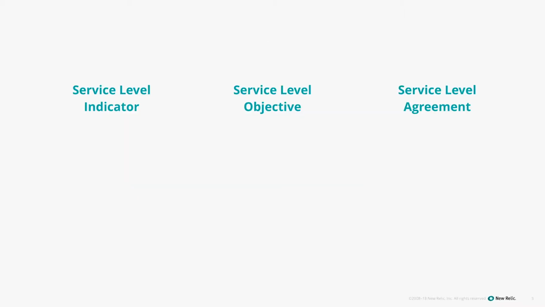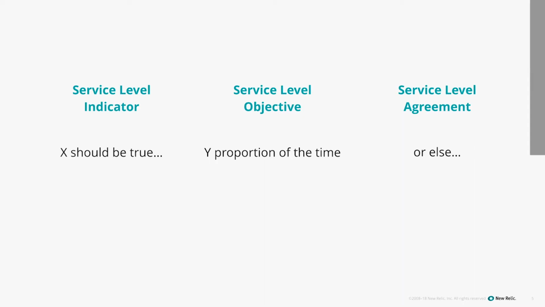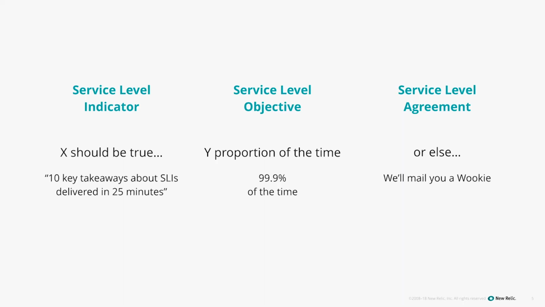Just making sure that we're using all of our terminology the same way, I'll do a quick refresher. SLIs, SLOs, and SLAs are: X should be true, Y portion of the time, or else. In this talk, I'm going to be discussing both SLIs and SLOs, but the main focus is going to be on the SLIs because until you have service level indicators, you don't actually have a place to begin measuring your service level objectives. For example, my SLI, SLO, and SLA for this talk could be 10 key takeaways about SLIs delivered in 25 minutes or less, 99% of the time.